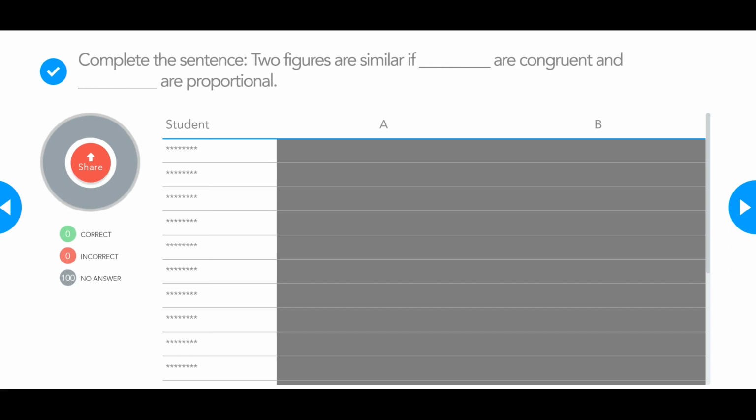All right, you have a little quiz question there to answer. All right, here's the correct answer, of which 66.7, so 2/3 of you got correct. Two figures are similar if what has to be congruent? The angles. And what is proportional? The sides. That would be the correct answer. Angles are congruent, sides are proportional.